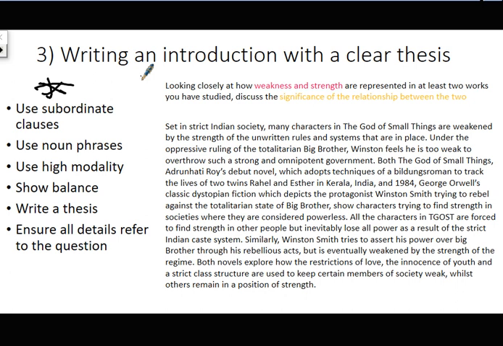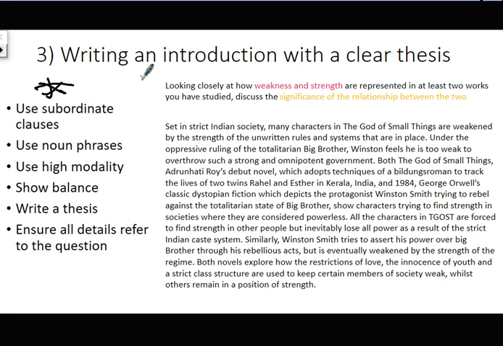All the characters in The God of Small Things are forced to find strength in other people, but inevitably lose all power as a result of the strict Indian caste system. Similarly, Winston Smith tries to assert his power over Big Brother through his rebellious acts, but is eventually weakened by the strength of the regime. Both novels explore how the restrictions of love, the innocence of youth, and a strict class system are used to keep certain members of society weak, whilst others remain in a position of strength.